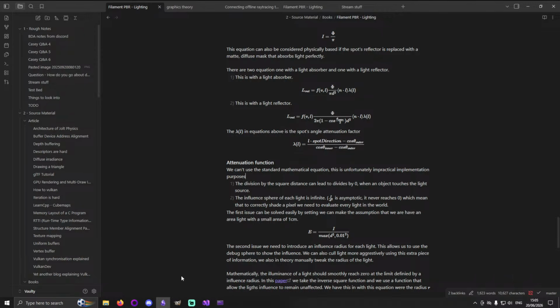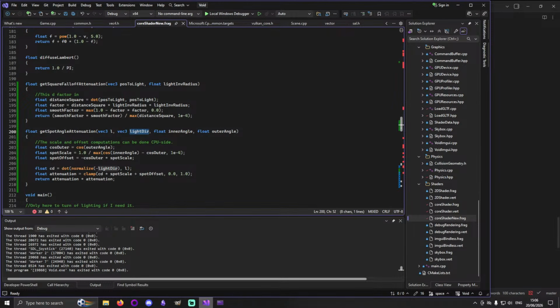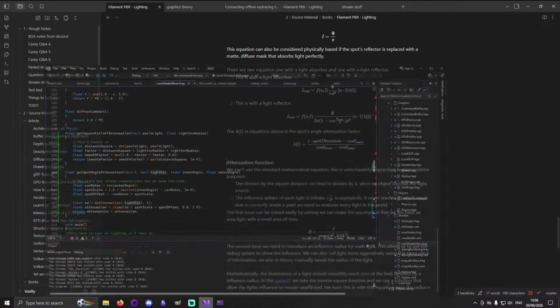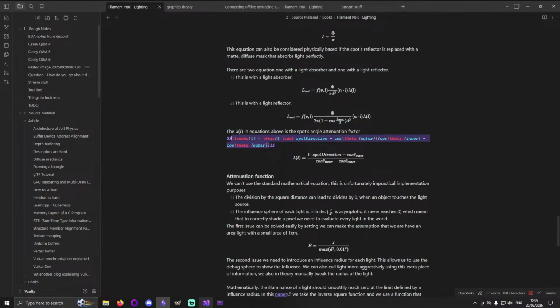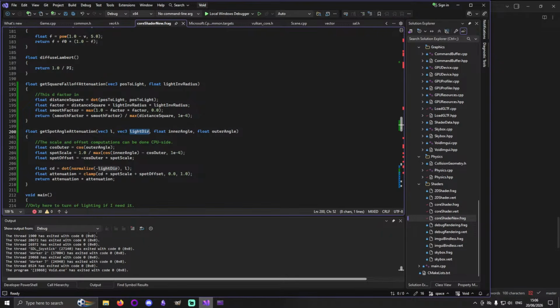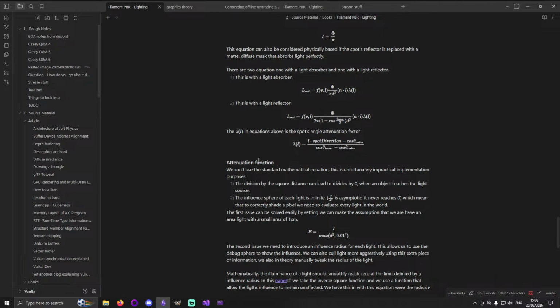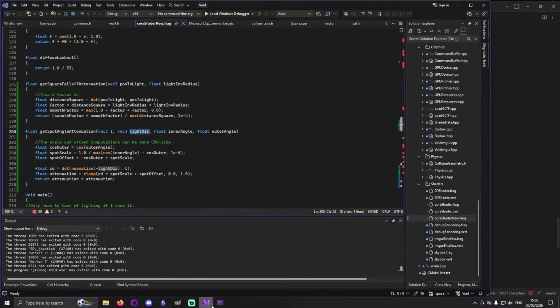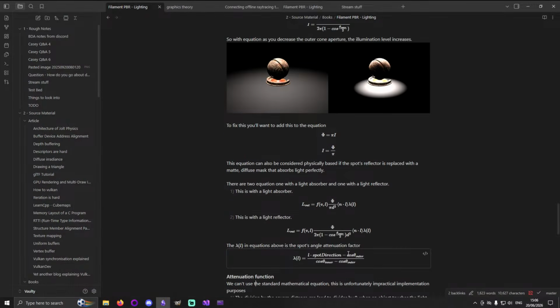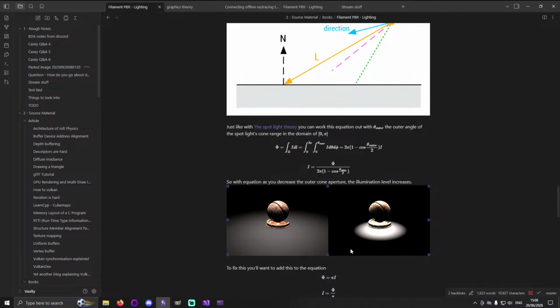Okay, so L dot spot direction minus outer angle. So where's that? Okay, what is this doing? Okay, so the lambda is in the equation. I have a feeling that that's not what we're working out at all. So spot scale, inner angle. What maths equation have we picked out here? I'm so confused.